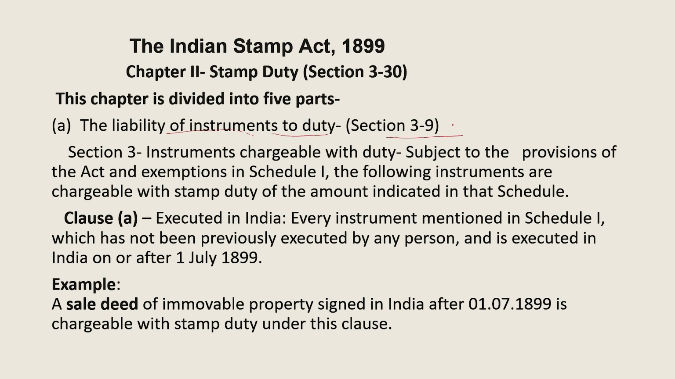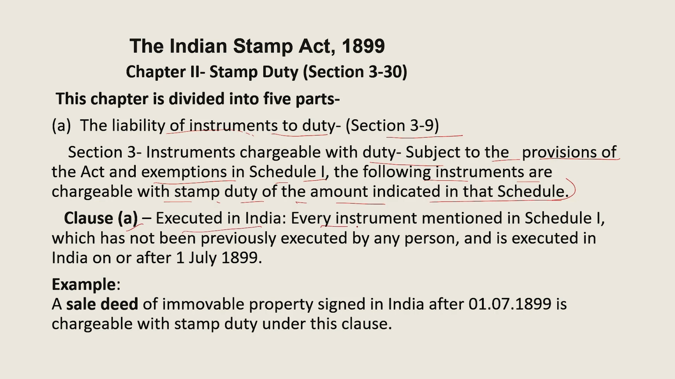Section 3 to section 9 of this Act deal with the liability of instruments to the duty. Section 3, instrument chargeable with the duty, subject to the provision of the Act and exemption in Schedule 1. The following instruments are chargeable with stamp duty to the amount indicated in the schedule. So whatever is the amount indicated in the schedule, the stamp duty will be accordingly. Now see what clause A says. It is executed in India.